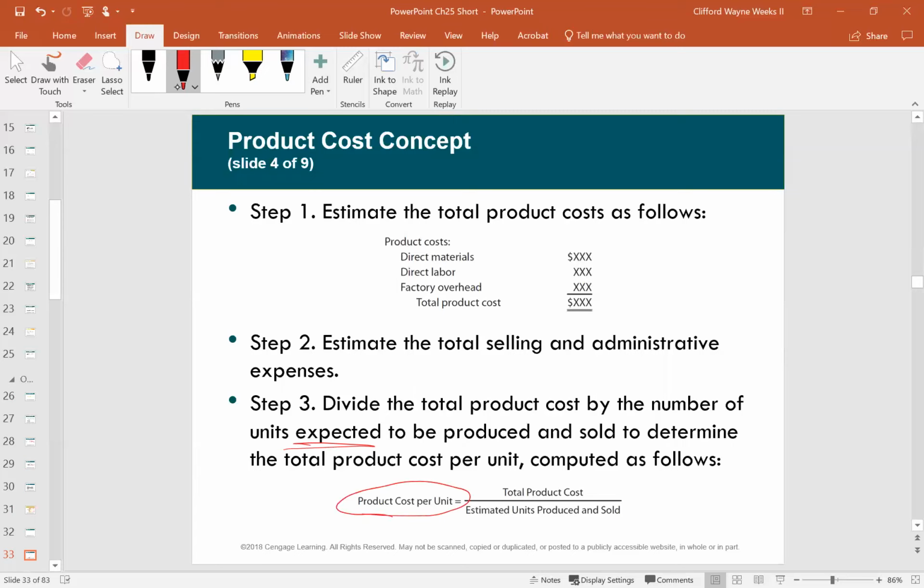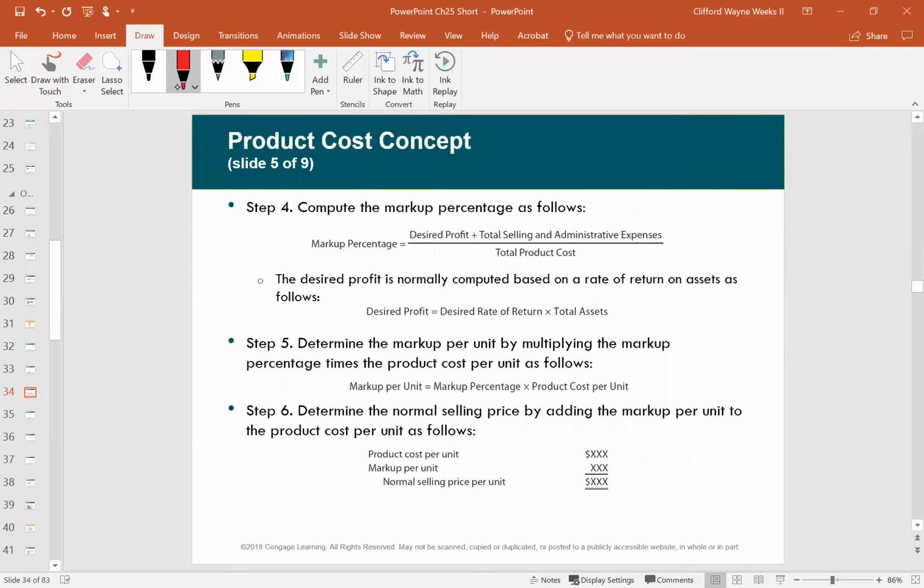We're going to estimate the total selling and administrative expenses. We're going to use that a little bit later. So I probably would have done 1, 3, and then 2, or whatever. All right, step 4 is compute the markup percentage.